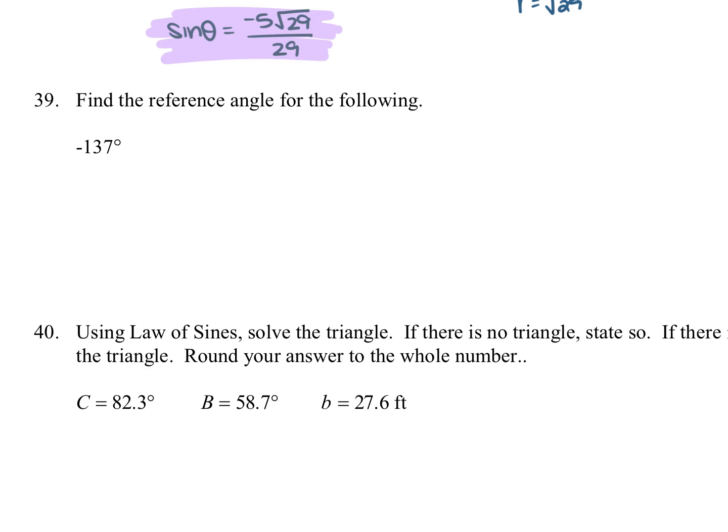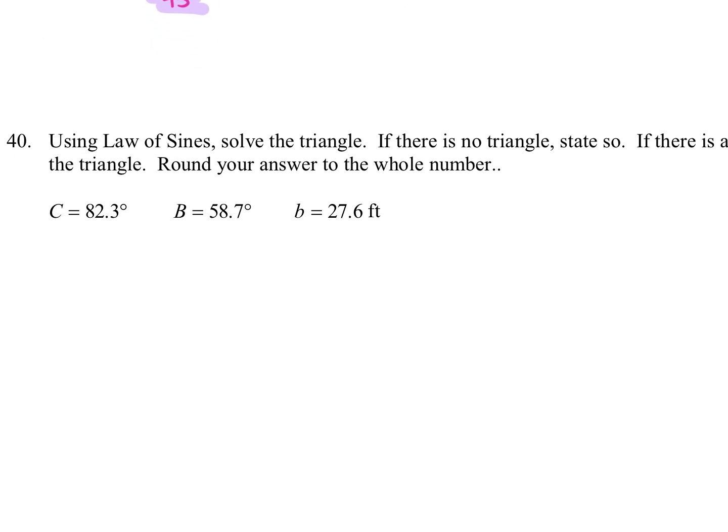For 39, we're finding the reference angle of negative 137 degrees. This is number 77 from your review. So we're just going to take 180 minus 137, and we get 43 degrees. Positive acute angles.